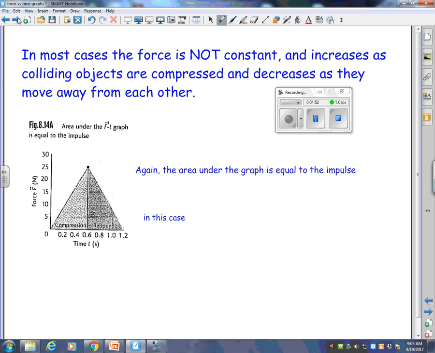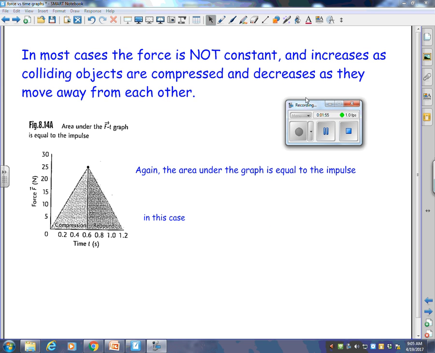No. In most cases, though, the force is not constant, right? And increases as colliding objects compress and decreases as they move away from each other, right? So if you imagine a tennis ball hitting a racket or a bat, I guess even a golf ball, you've seen high-speed camera of a golf ball hitting a golf club, you'll know that the golf ball compresses. And as that compression happens, the force increases, right? And eventually when that ball is completely compressed, then it starts to expand again, and the force actually decreases.